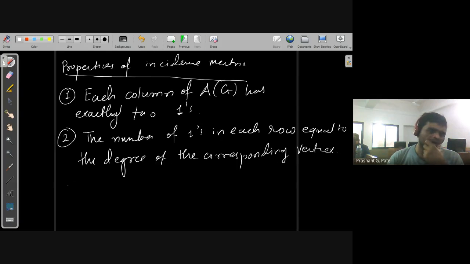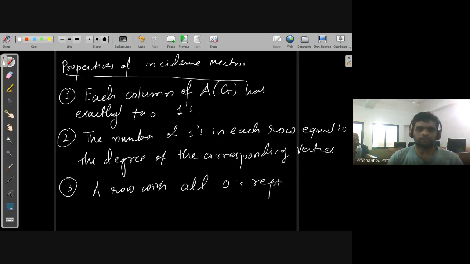If some row contains all 0s, what will that vertex represent? That represents an isolated vertex.